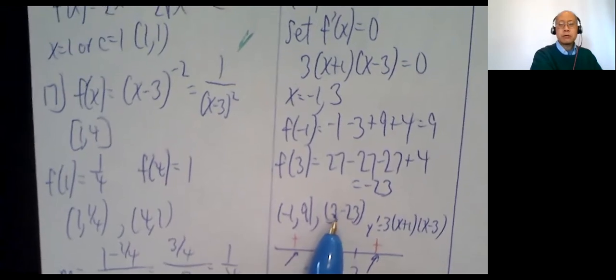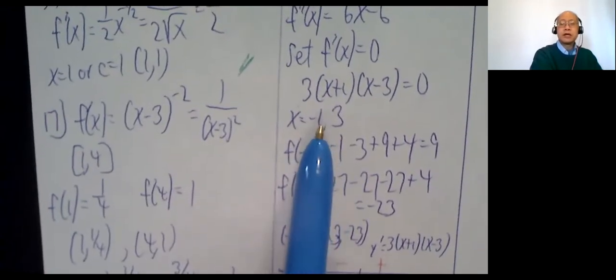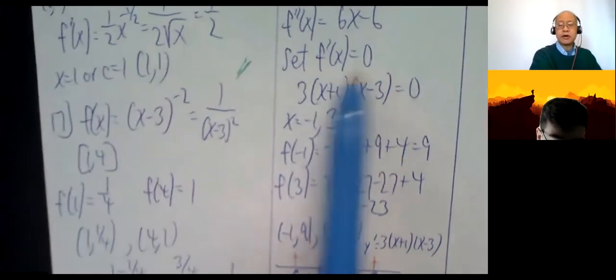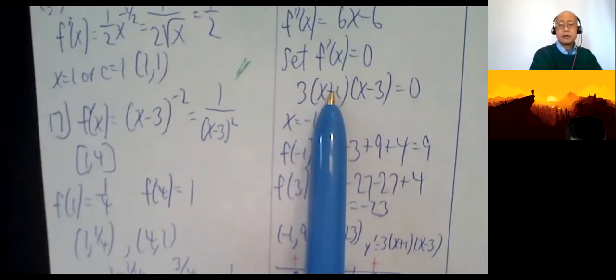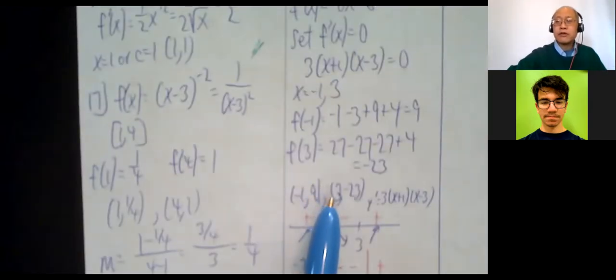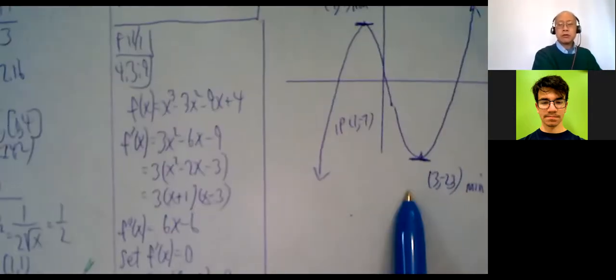Critical points. You say, what is a critical point? A point where the derivative is either 0 or undefined. Here the derivative is always well defined. So these are the points where the derivative is 0. From before, derivative is 0 means I might have a maximum or a minimum.